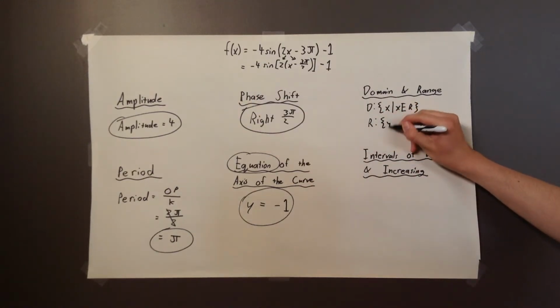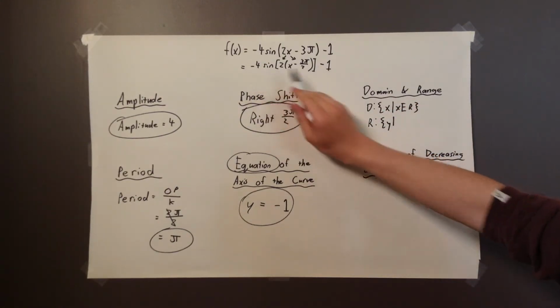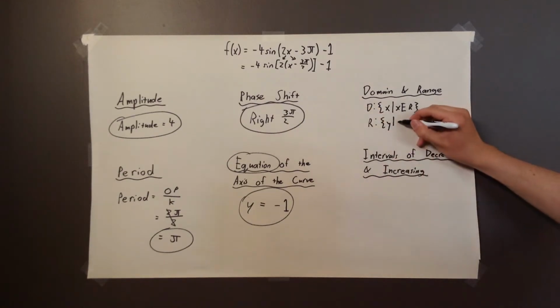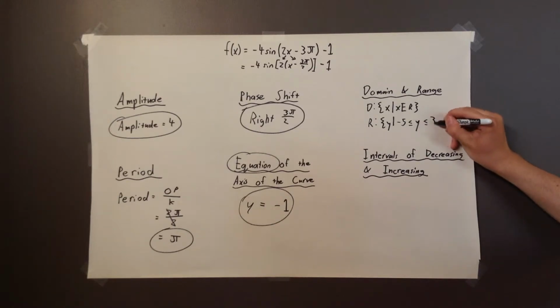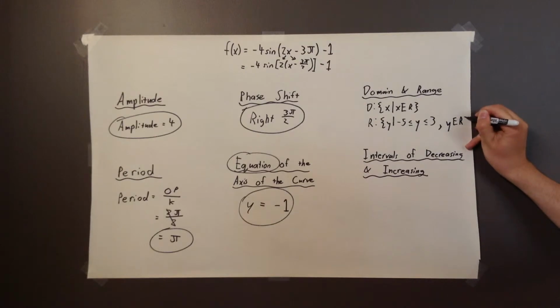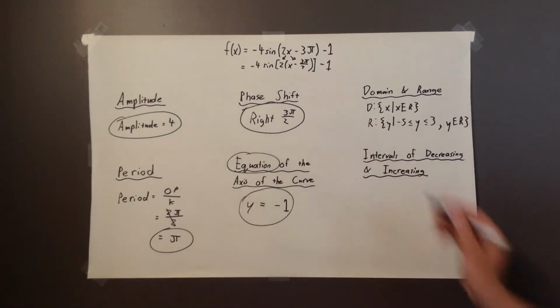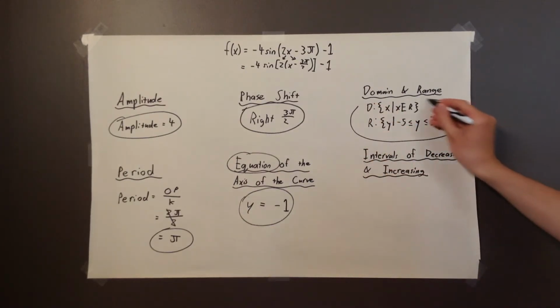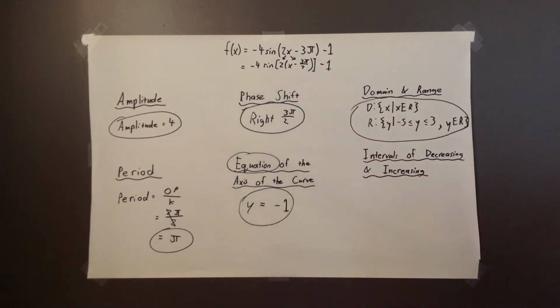Finding the range of this function is a bit more tricky, as we need to take into account the amplitude as well as the axis of the curve. Since the amplitude is the number of units from the middle to the maximum or minimum limits of the wave, and the axis of the curve is -1, this would mean that the minimum value is -5 and the maximum value is 3. This means the range of this function is y such that y is greater than or equal to -5 and y is less than or equal to 3, and y is an element of real numbers.